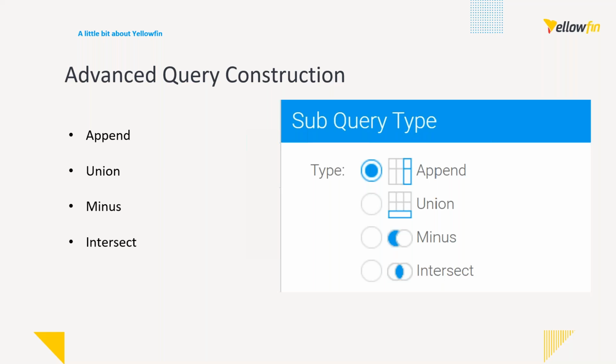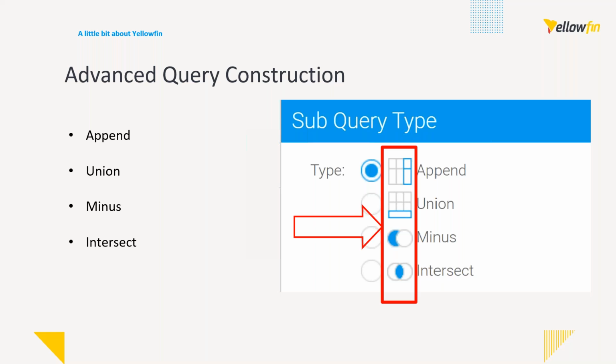Before we look at the demo of these features in the application, let's briefly overview each subquery type. The append subquery type adds an additional column from another dataset to the report. Union type incorporates additional rows from another dataset into the report. Minus identifies records present in the first dataset but not in the second. Intersect identifies records common between the two datasets.